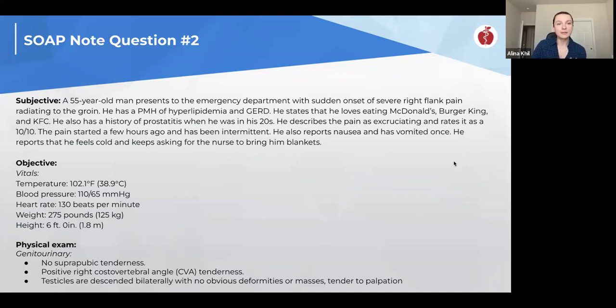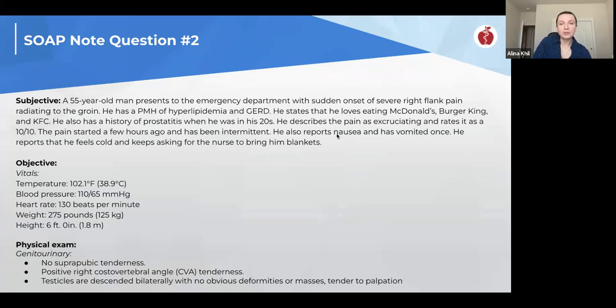So in this case, we have a 55-year-old man who presents to the ED with sudden onset of severe right flank pain radiating to the groin. He has a past medical history of hyperlipidemia and GERD, and he states that he loves eating McDonald's, Burger King, and KFC. He also has a history of prostatitis when he was in his 20s, and his pain is described as excruciating, and he rates it as a 10 out of 10. It started a few hours ago and has been intermittent. He also reports nausea, vomiting, and he feels cold and keeps asking the nurse to bring him blankets.